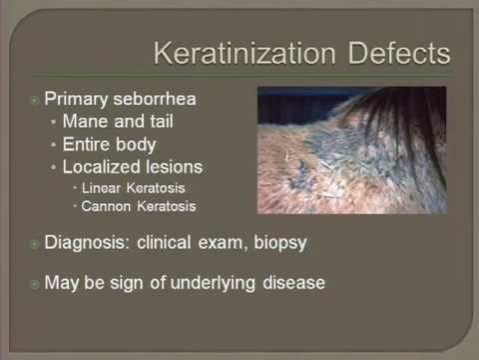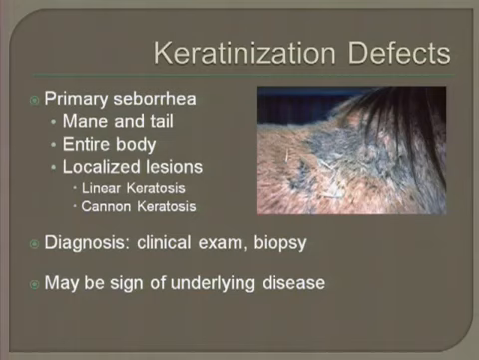So primary seborrhea, there are a few different patterns that are observed in the horse. You can see mane and tail seborrhea. You can see generalized seborrhea, and then you can see these localized forms. So linear keratosis, I'll show a picture of that one in just a moment. Cannon keratosis, that one is charmingly referred to as stud crud, and is a keratosis of the cranial aspect of the cannon bone. And of course, the differential diagnoses for that include the other causes for distal limb dermatitis, pruritus.